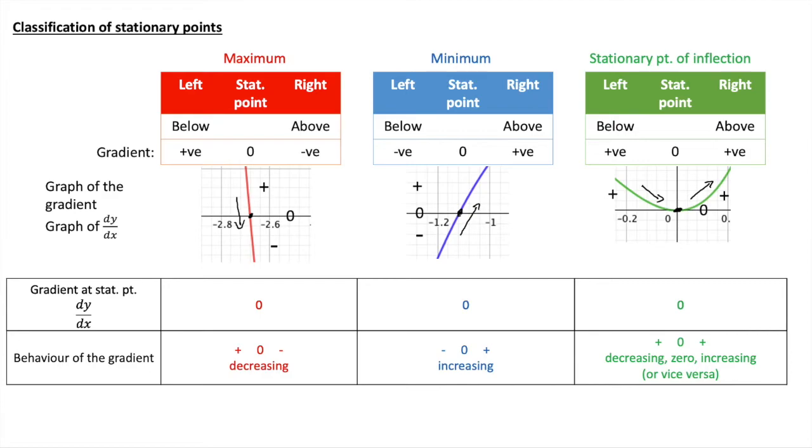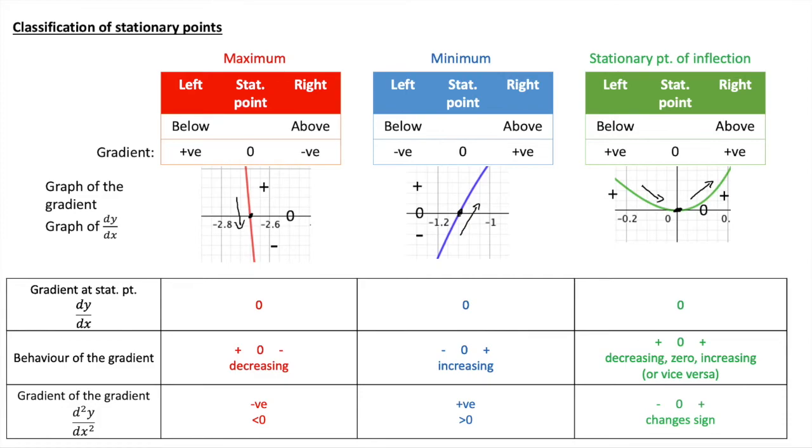If we look now at the gradient of the gradient, so this is the second derivative, or d2y by dx squared, then for the maximum it is decreasing, so it's a negative gradient of the gradient, or d2y by dx squared is less than 0. For the minimum, the gradient of the gradient is positive, the gradient is increasing, and so d2y by dx squared is greater than 0.